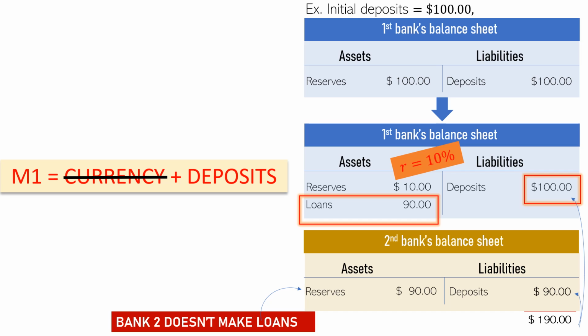How about the total reserve? With or without loans, the total reserve will be the same. It's still $100, which comes from $10 of Bank 1's reserve plus $90 of Bank 2's reserve.